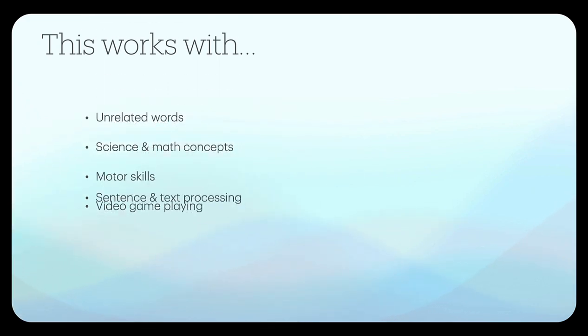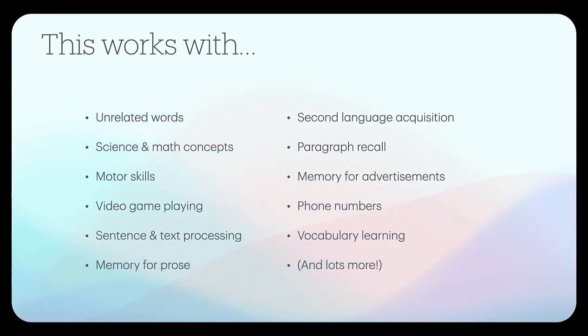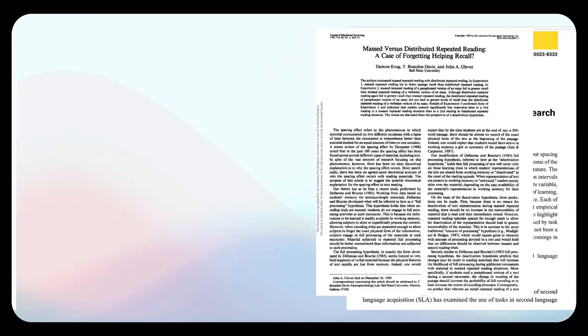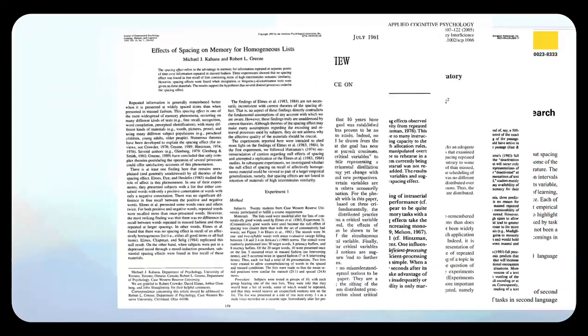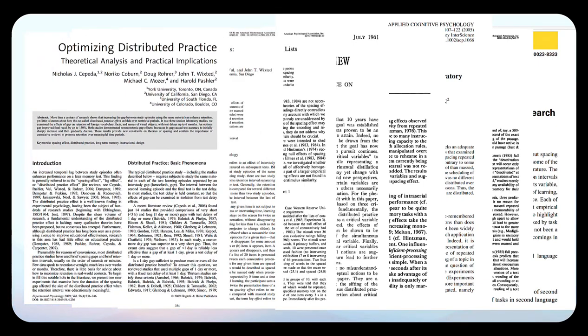This works, by the way, in the research with unrelated words and science and math concepts, motor skills, video game playing, sentence and text processing, memory for prose, second language acquisition, paragraph recall, memory for advertisements, phone numbers, vocabulary learning, and lots more. And yes, of course, this is based on really good scientific peer-reviewed research over a very long period of time. This is really well known about the effects of spacing or distributed practice.